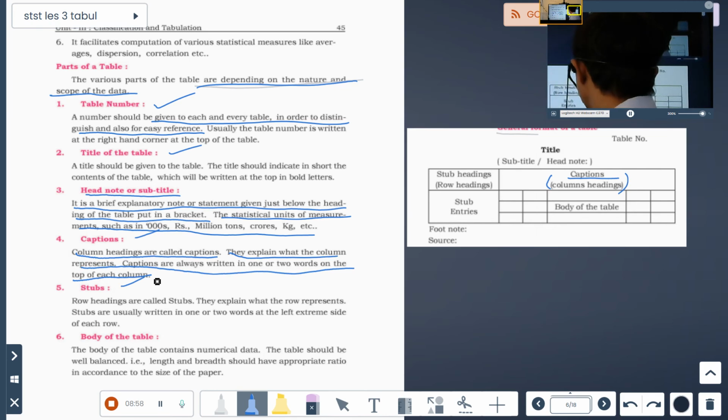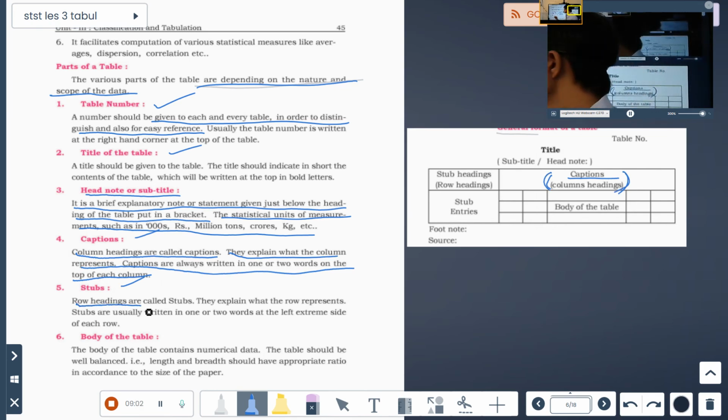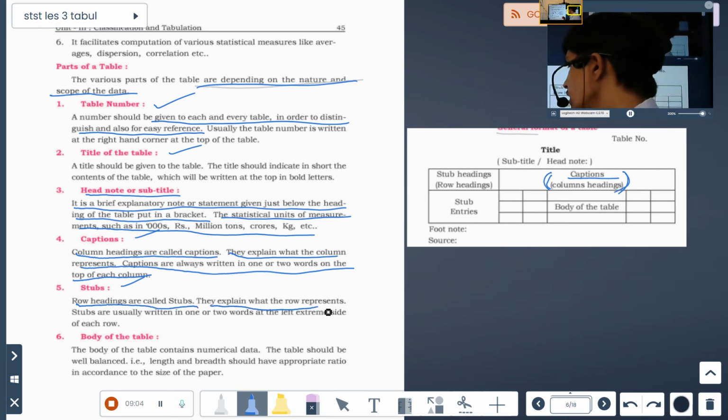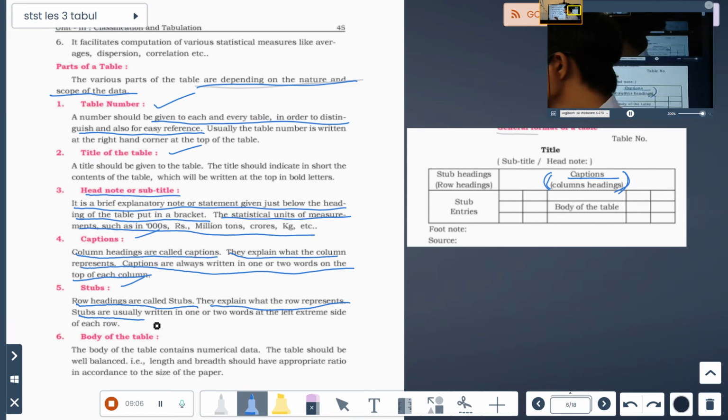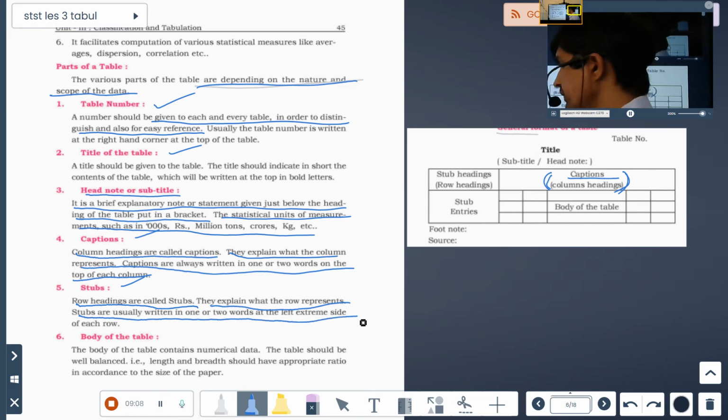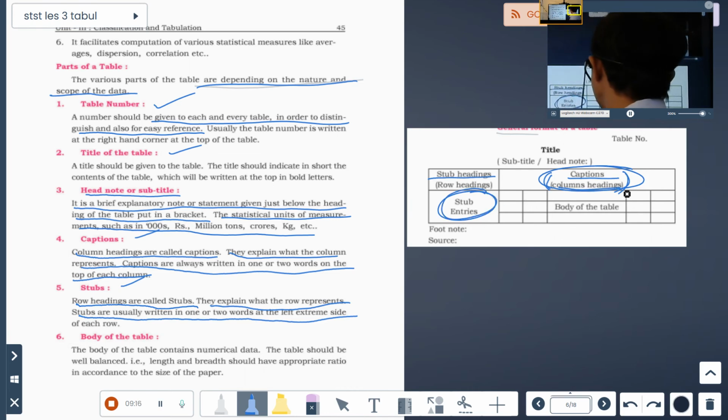You'll come to know when you see it. Then you have stubs. Row headings are called stubs. They explain what the row represents. Stubs are usually written in 1 or 2 words at the left extreme side. Stubs are always here, captions are always here. So this is stub heading and this is stub entry. Column heading, column entries will be here. You'll come to know in an example.